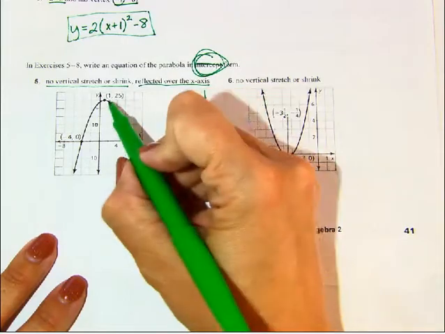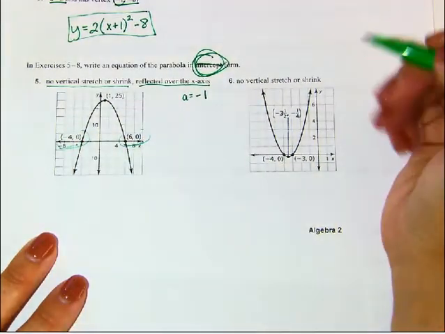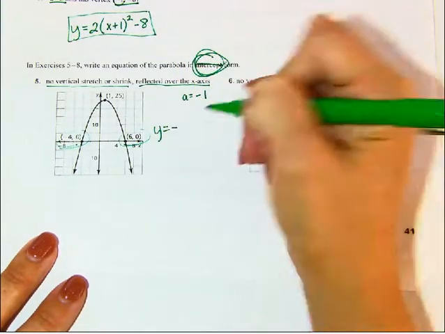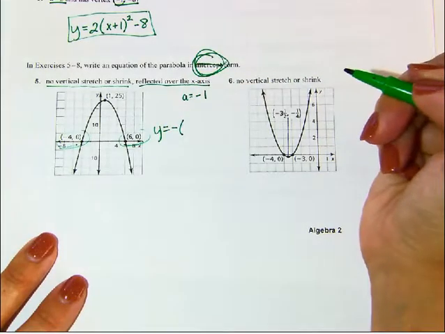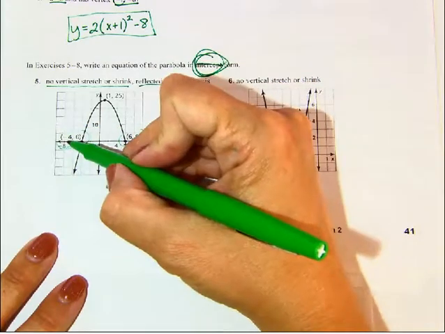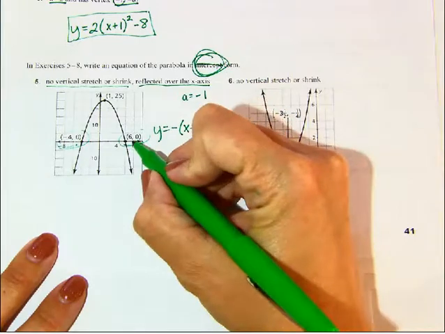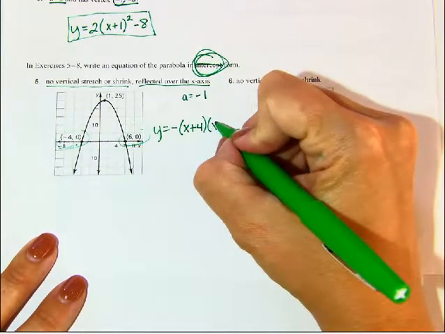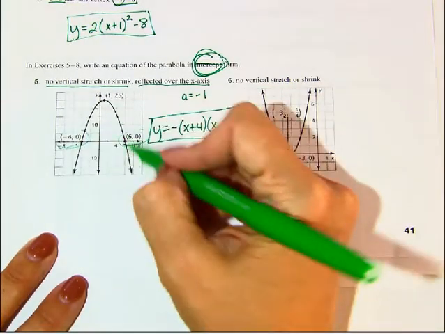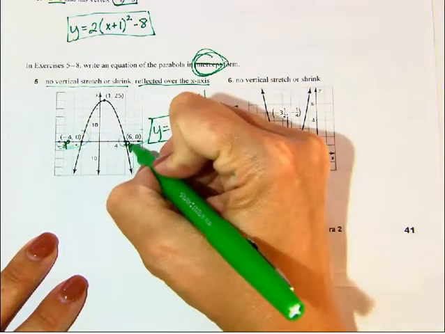And then I don't care about my vertex. I want it in intercept form, so I care about these two intercepts. So it's y equals A, which is negative 1. And you can write negative 1. I usually just put a negative in front of my parentheses. And it's x minus p, so it'll be x minus negative 4, so that makes it x plus 4. And then it'll be x minus q, so it'd be x minus 6. So there is this parabola in intercept form, okay, where this was p, this was q.